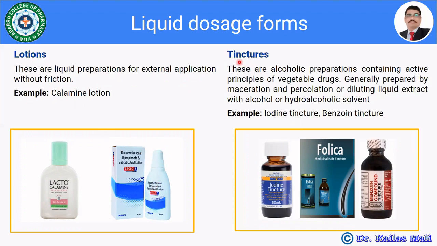Let us see the tinctures. Tinctures are alcoholic preparations containing active principles of vegetable drugs. They are generally prepared by maceration and percolation, or by diluting a liquid extract with alcohol or a hydroalcoholic solvent. For example, iodine tincture and benzoin tincture.